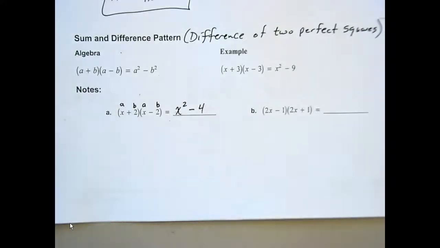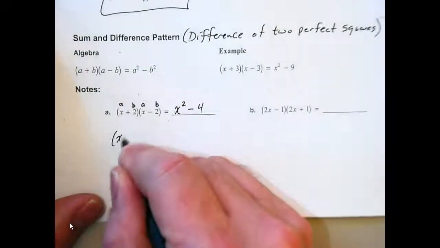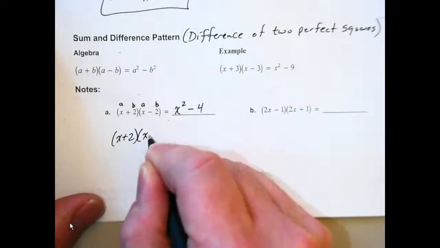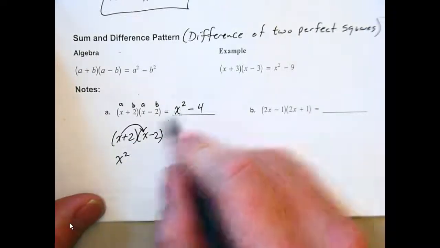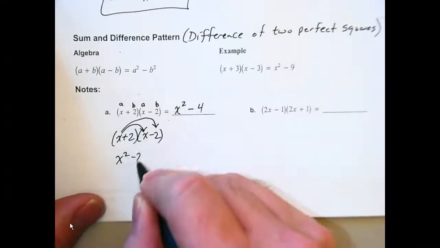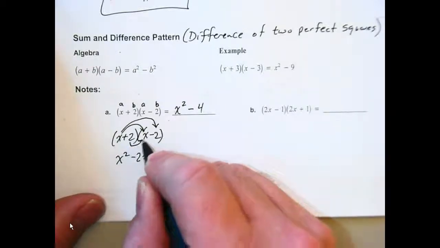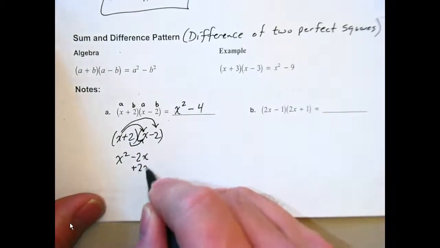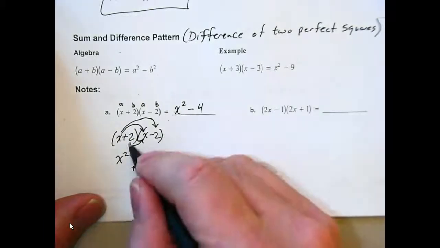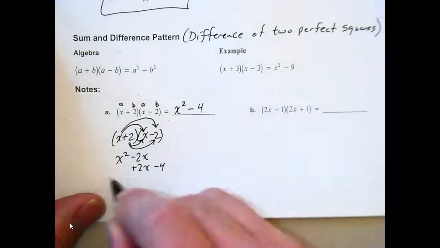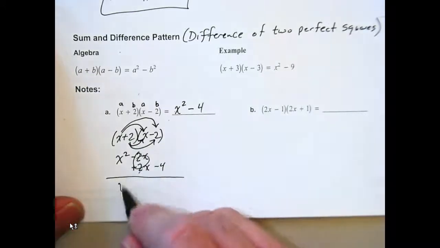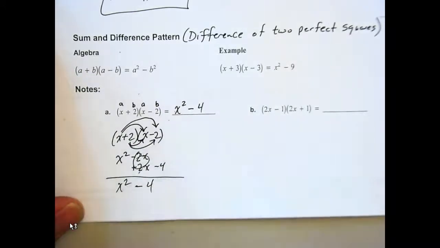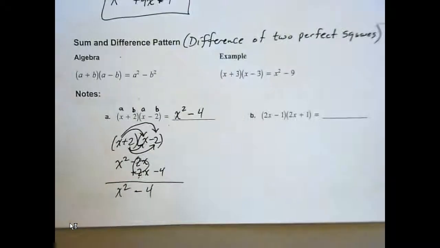Nice little pattern. For those of you who are like, how does that work? Why does that work? Think of it like this. If we were to actually multiply it out the long way, you would get x squared. You would get your negative 2x. But to cancel that negative 2x, you end up with a positive 2x right there. And then there's your negative 4. So the middle part cancels because you get a negative and a positive. You're left with x squared minus 4. That will always happen. That's why we want to learn the shortcut.